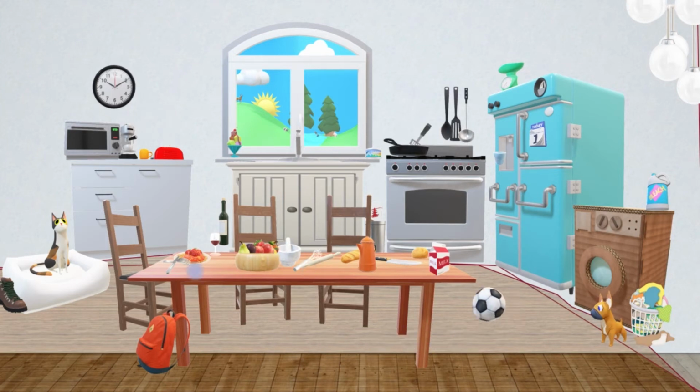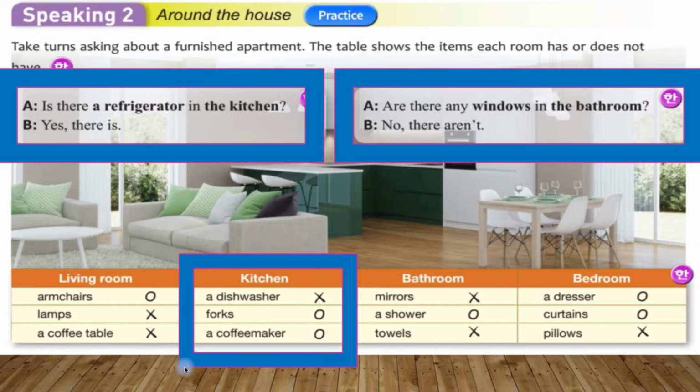Didn't expect that one. Okay, but you can try asking yourself questions at home and answering them. Is there or are there any things in the kitchen? For example, you could ask yourself, is there a dishwasher in the kitchen? No, there isn't. Is there a coffee maker in the kitchen? Yes, there is. Very good. So the important point here is we're using there is and there aren't to talk about things in the kitchen. As it says at the top, practice. So when you get some time, practice this.